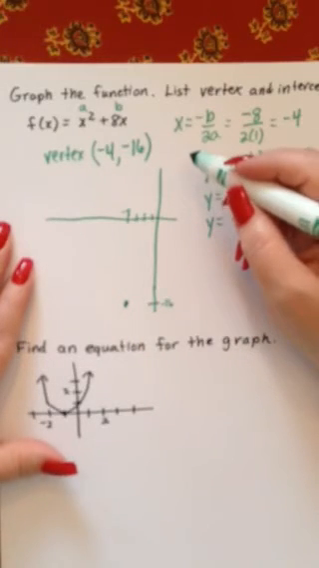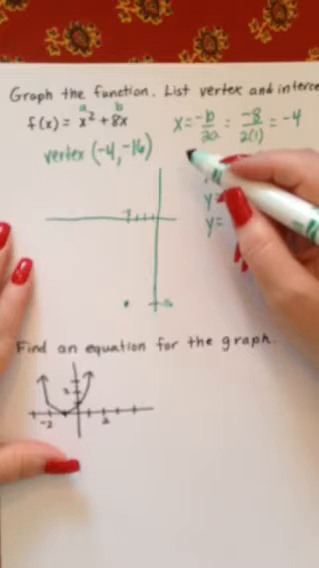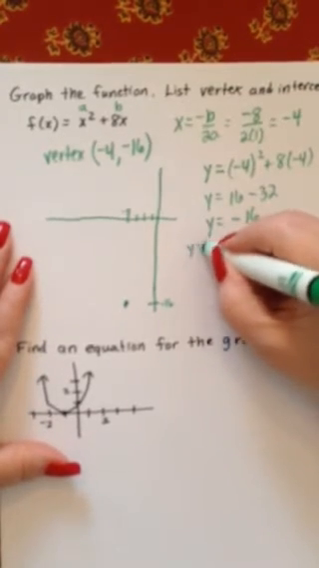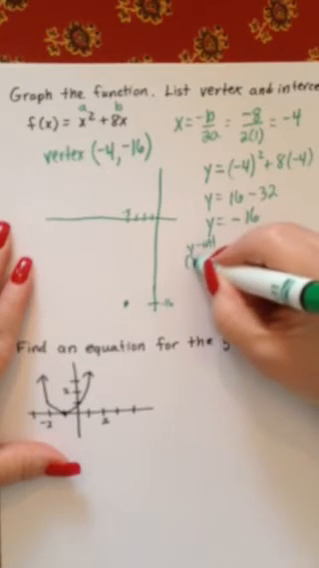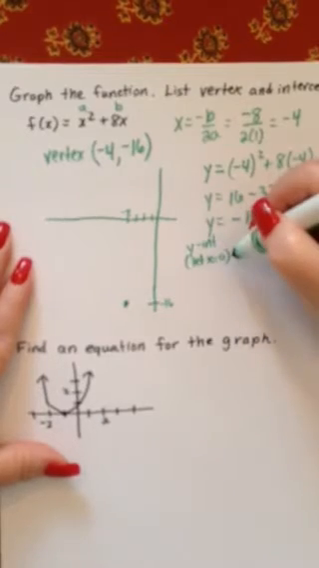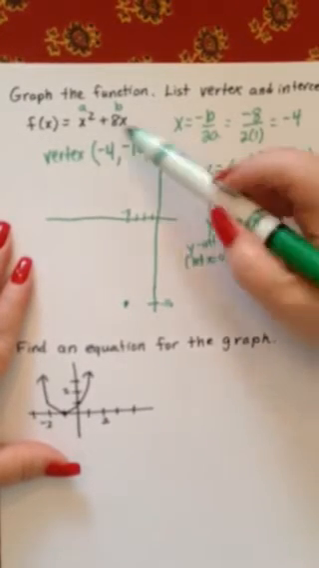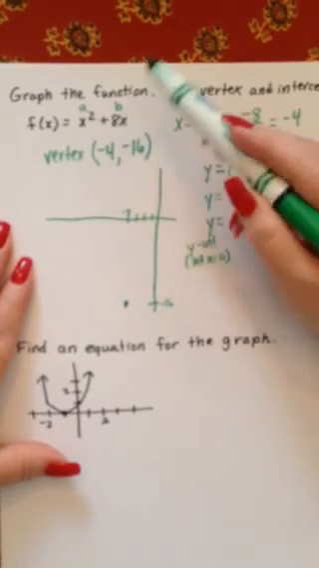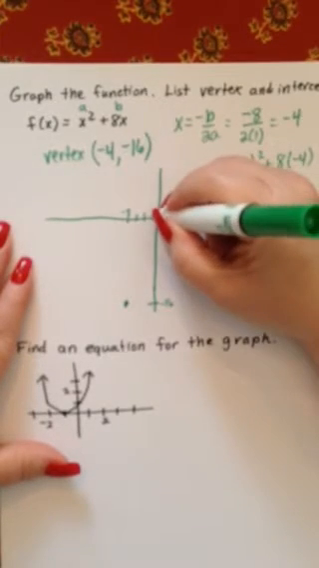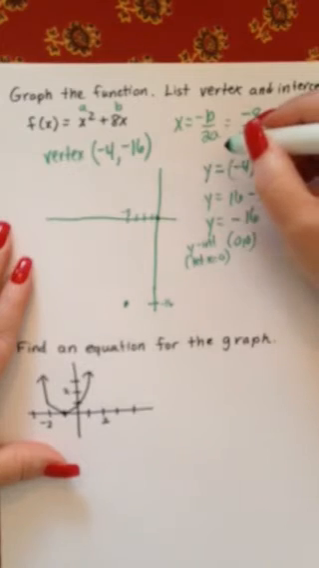Another thing we might want to figure out is where it crosses the y-axis. To find a y-intercept, all you do is you let x be 0. And if x is 0, then y is 0, because 0 squared plus 8 times 0 is just 0. So I know the y-intercept is going to be at 0, 0 right there, which is also an x-intercept.